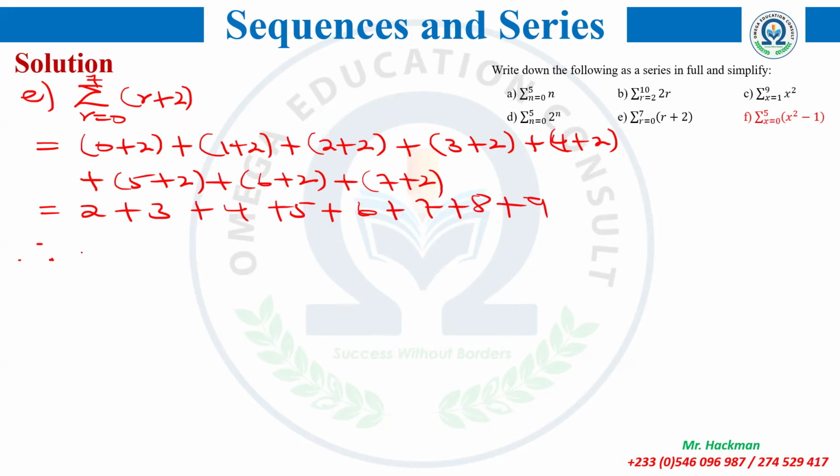which in effect will give you, therefore, the summation of R plus 2, R starting from 0 and ending at 7, will be equal to, so what did you get? 44. Okay, 44. If you are right, I'm also right. So with this, we know how to use the summation notation.